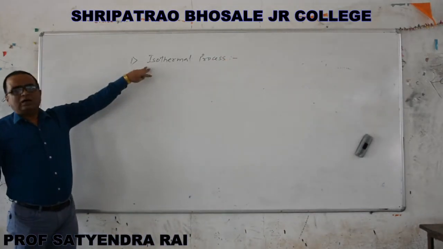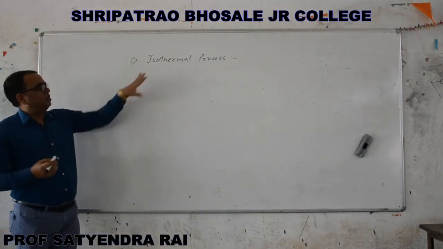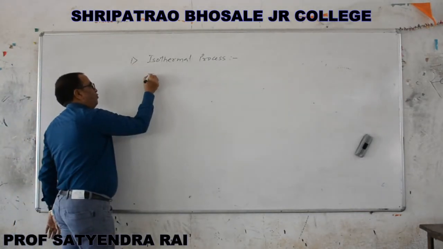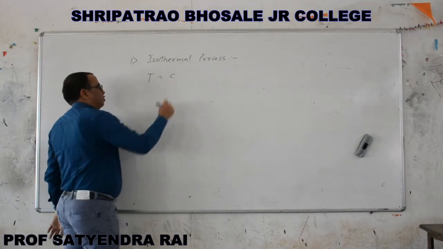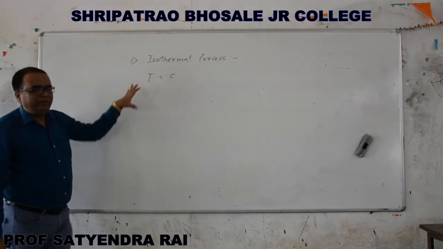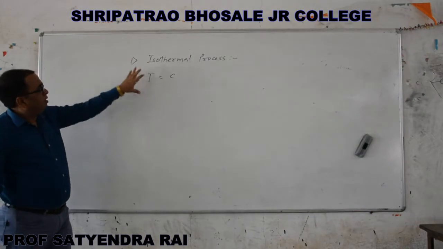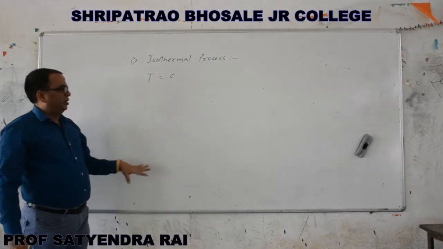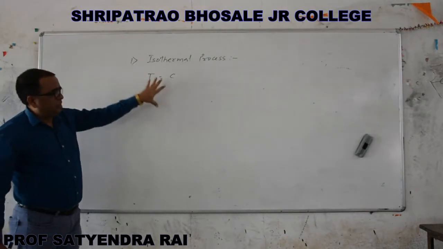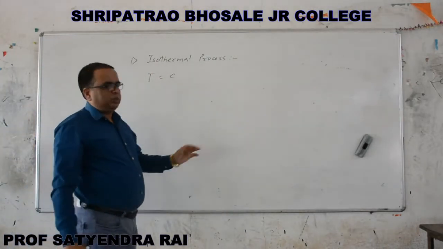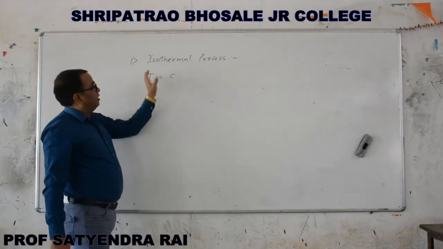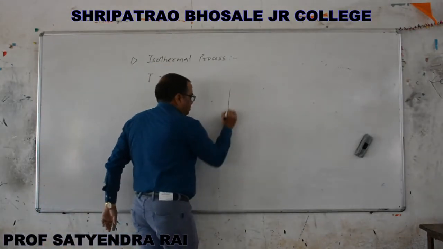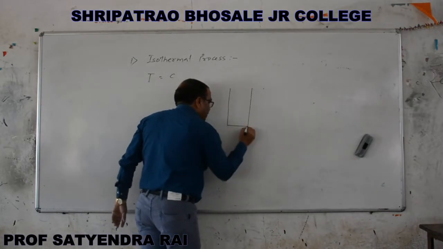By the name it's clear: iso means constant, thermal means temperature. So it is a process in which the temperature of the system, T, remains constant. We make an arrangement such that the temperature of the system doesn't change with time, even when the other two variables, pressure and volume, change with respect to each other. Let us realize this in this way.